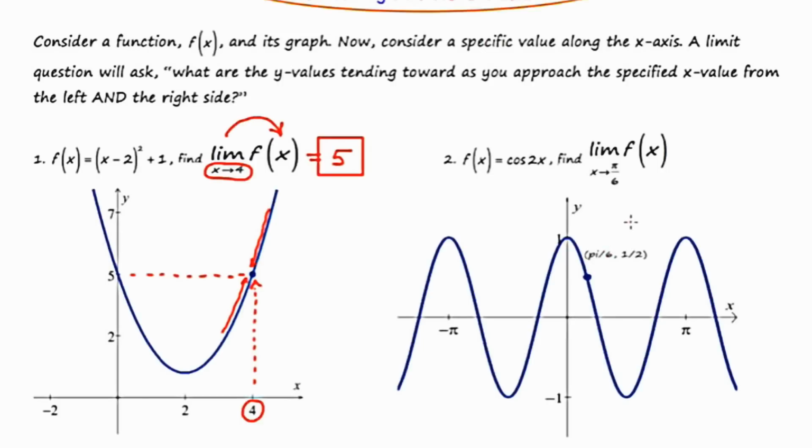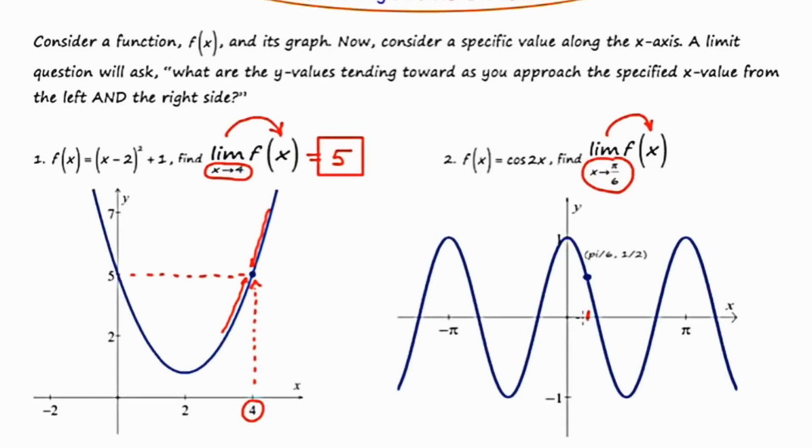Okay, in our second example, they say f of x equals the cosine of 2x. And I give you that graph down below. And they want us to find the limit of that cosine graph as x approaches pi over 6. So pi over 6 is going to be that spot on the x-axis that I'm going to focus on. Now, I couldn't actually find the pi symbol, so I just wrote out the word pi over 6. So pi over 6 actually happens down here. So I'm going to highlight that.